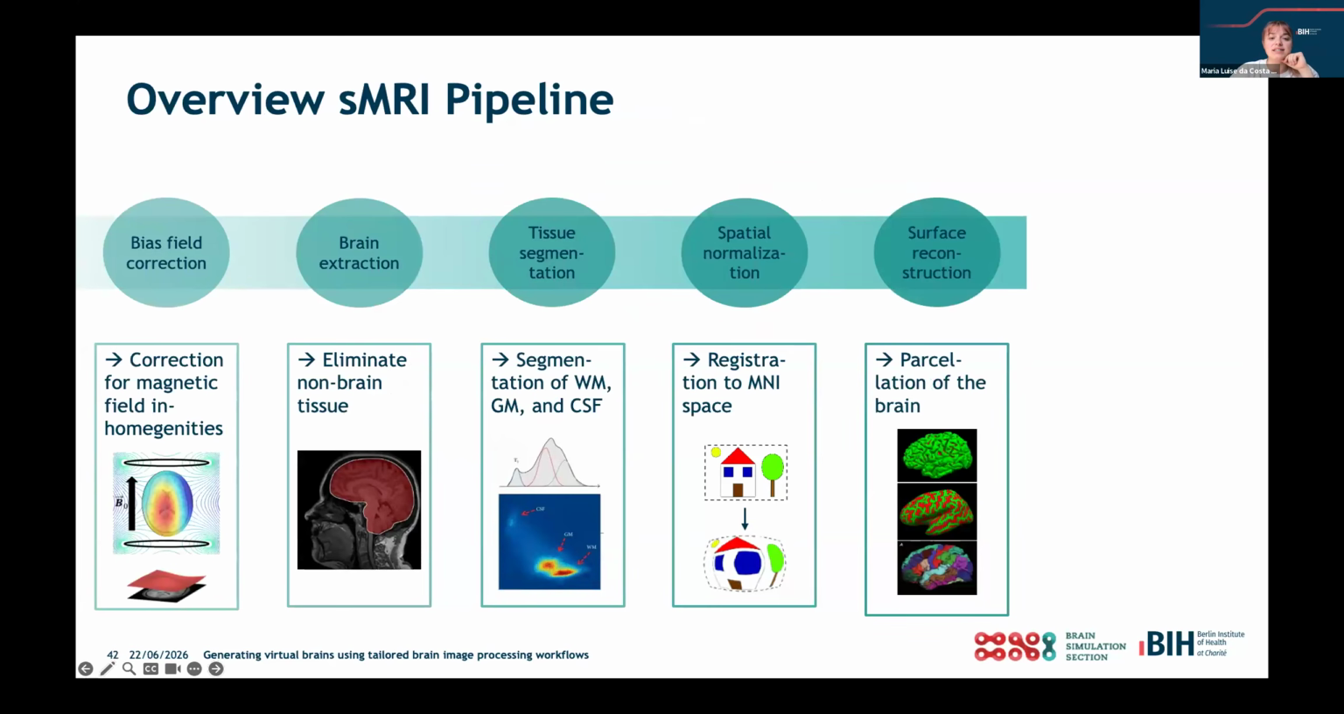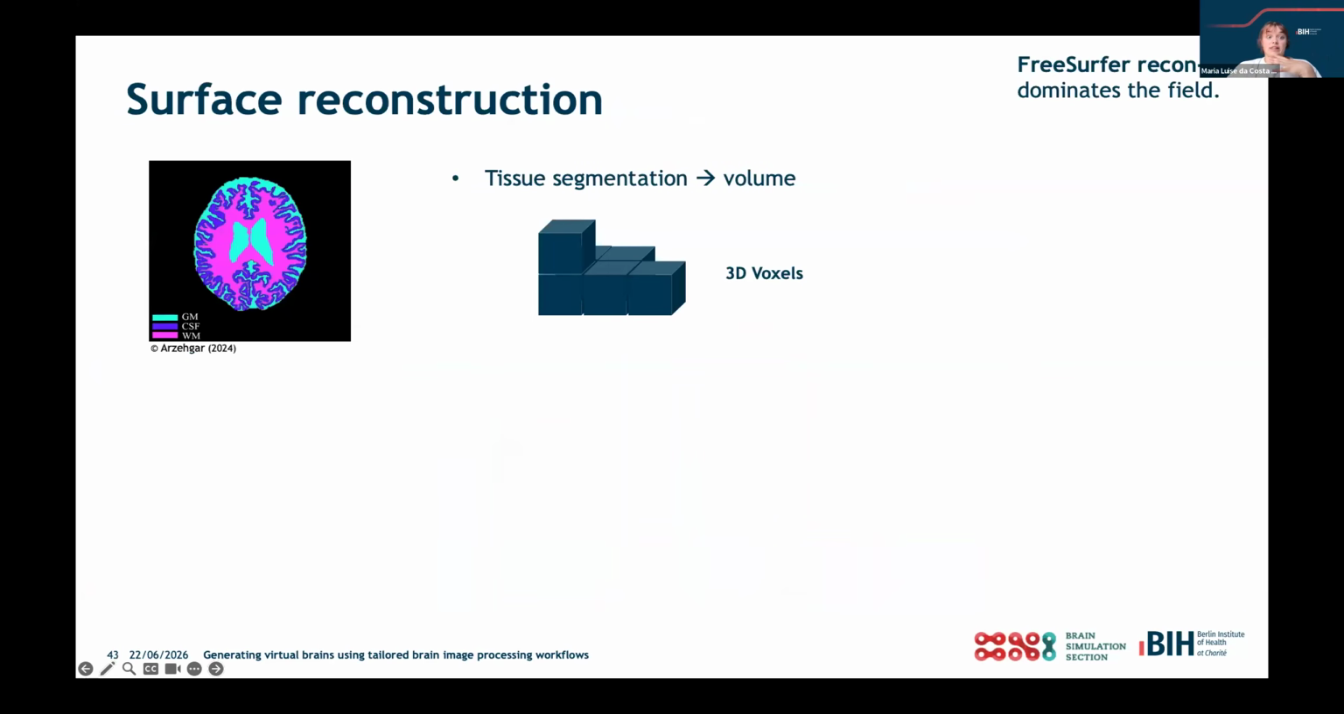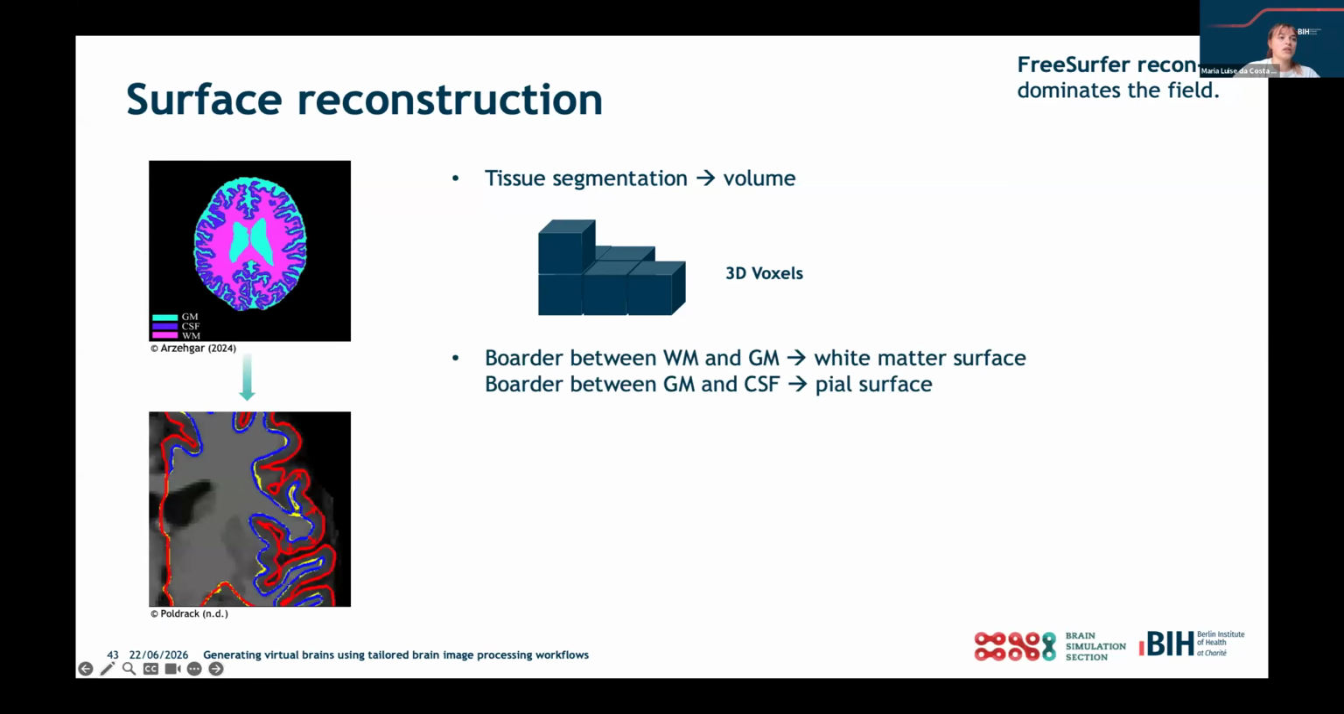And our last step, finally, the surface reconstruction, so that we can afterwards parcellate our brain. Well, the problem now is that we have been doing all of our computations in a three-dimensional space, right? So we were always talking about volumes, about voxels. But now we somehow need to come from this volume space, from these voxels, to a surface.